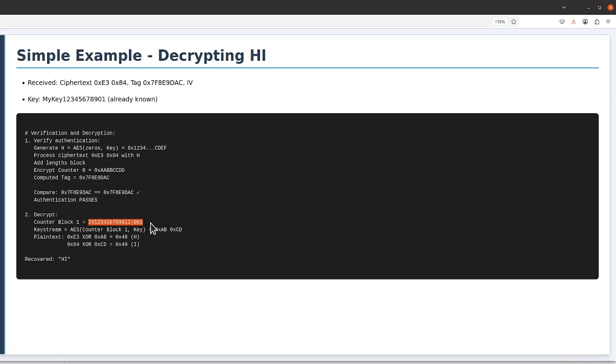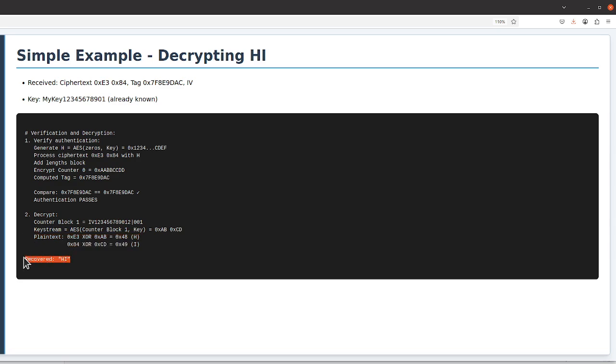The receiver constructs counter block 1 from the IV, giving IV pipe 001. They encrypt this with AES and the key, producing the same keystream beginning with 0x ending with AB, beginning with 0x ending with CD. They XOR the ciphertext beginning with 0x ending with E3 with keystream beginning with 0x ending with AB to get plaintext beginning with 0x ending with 48, which is the letter H.